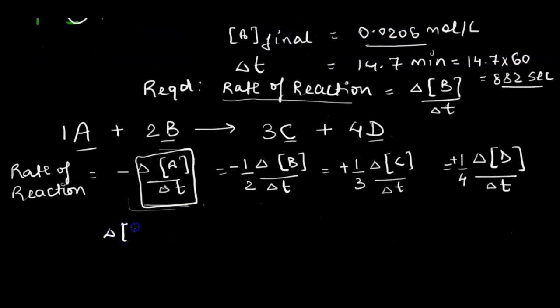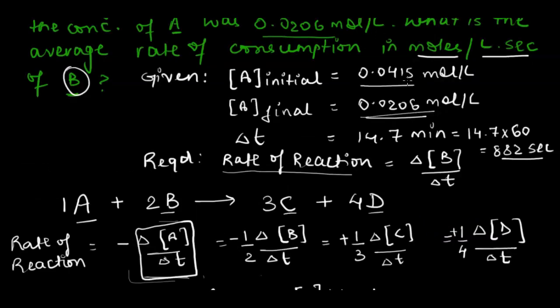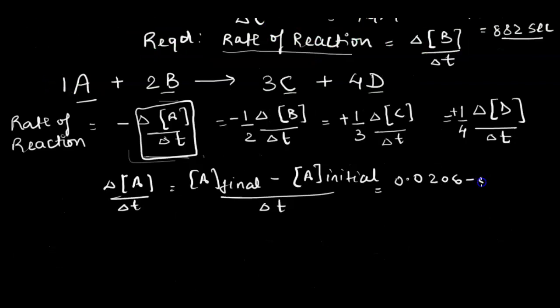We know change in concentration of A over time taken is A final minus A initial over time. That is the total time. We know A final, we can see here, is 0.0206. So we write down A final as 0.0206 minus A initial, which is given to us as 0.0415. So we write down here 0.0415 over the total time taken, which is given to us in seconds. We already found out it is 882 seconds.